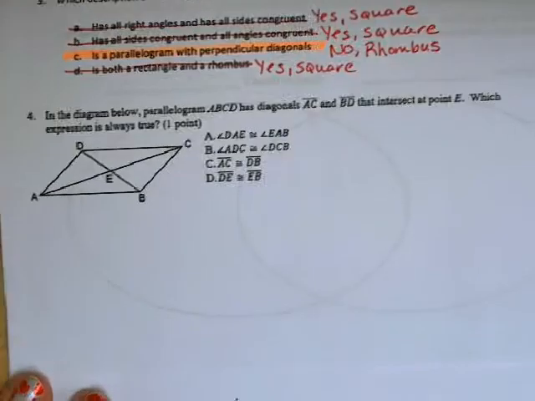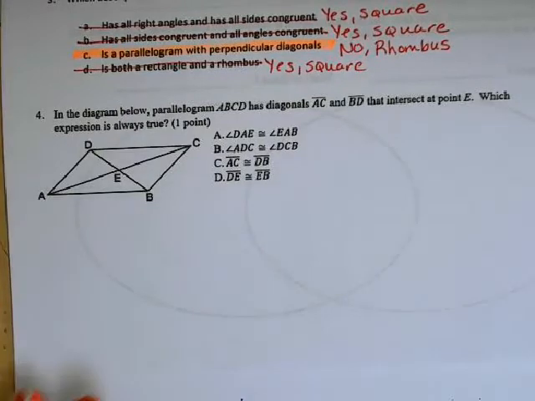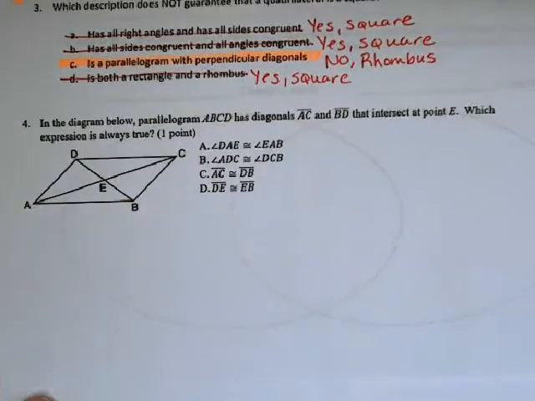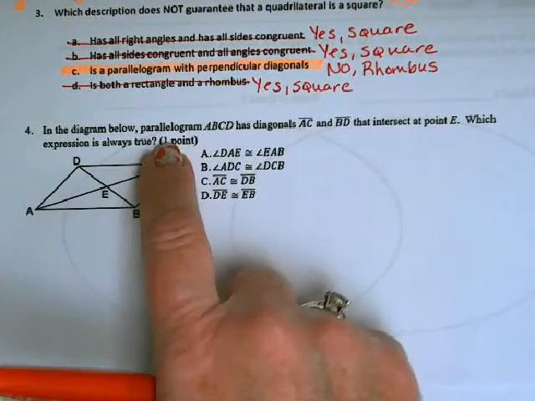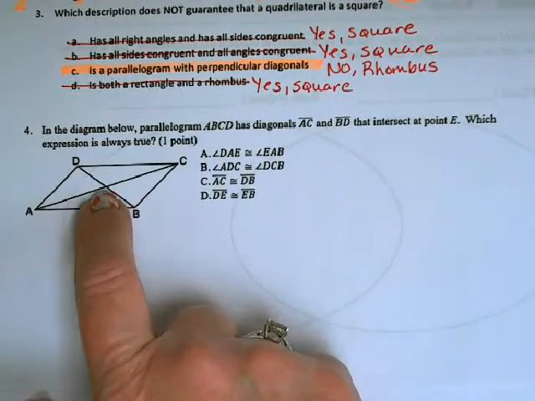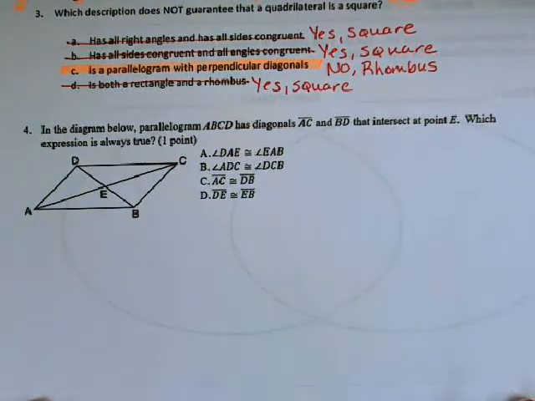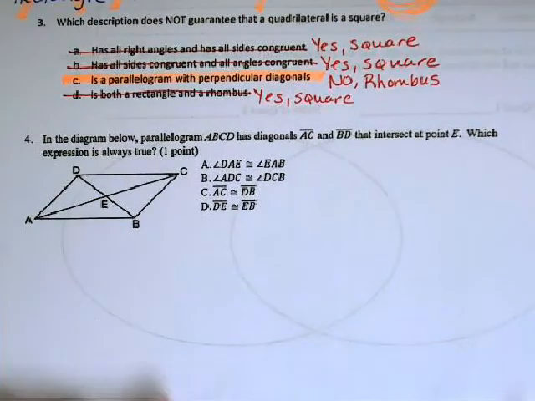Alrighty, number 4 here. In the diagram below, parallelogram ABCD has diagonals AC and BD that intersect at point E. Which expression is always true? All right, so let's go to each one of these.